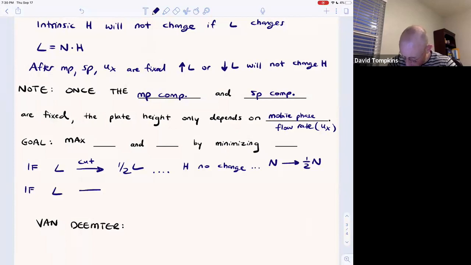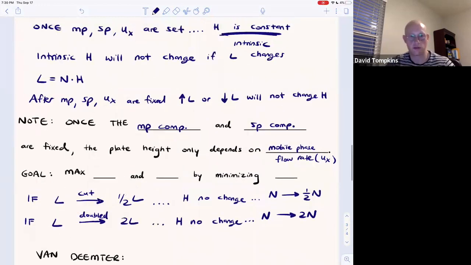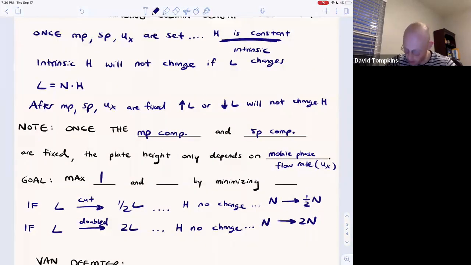Conversely, if the length is doubled, somehow you magically connect two columns that are identical together and you double the length of your column. Still, the plate height does not change. It is intrinsic. And the number of plates will double. It is proportional to the length. So the goal in these separations, right, is always to maximize the number of plates and the resolution by minimizing that plate height, the intrinsic value.